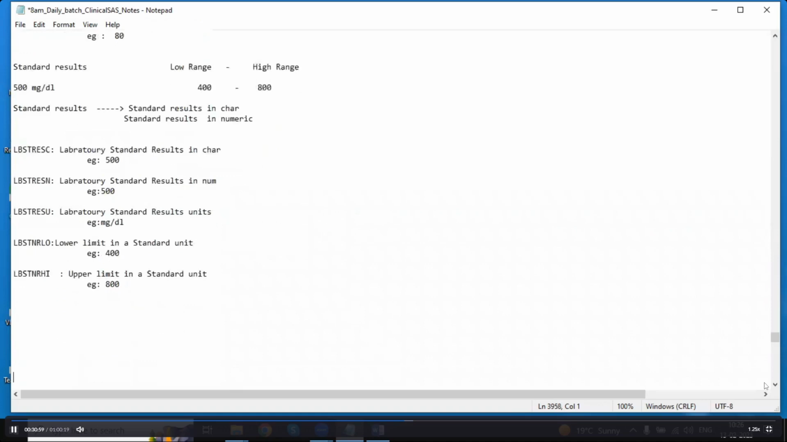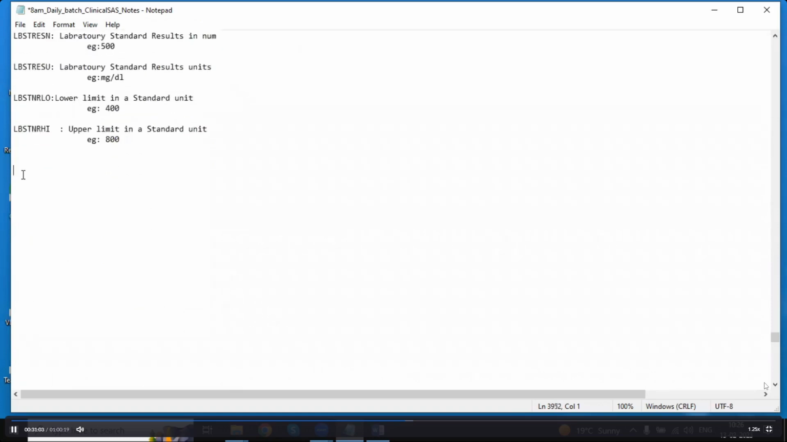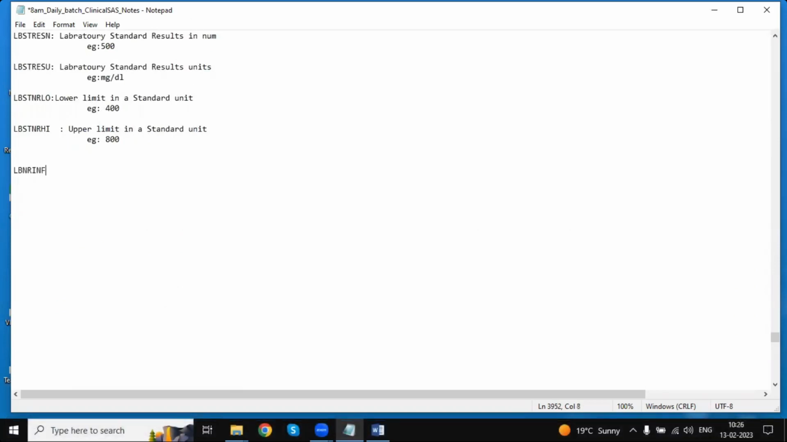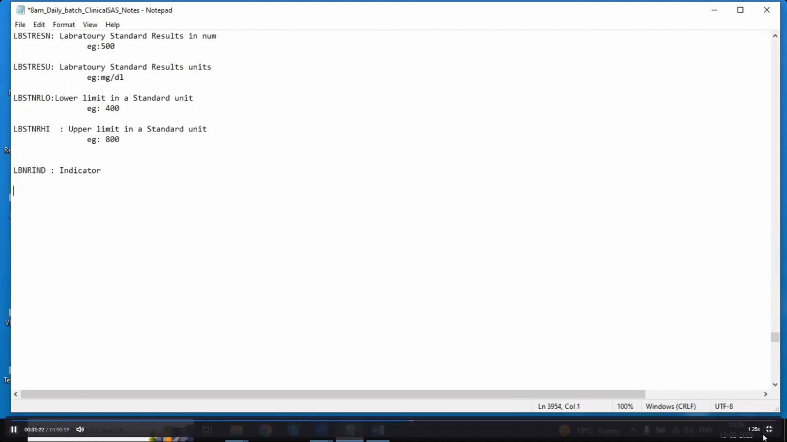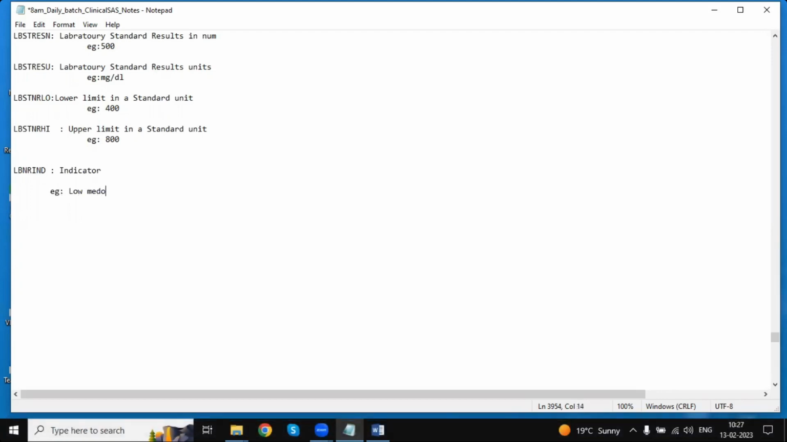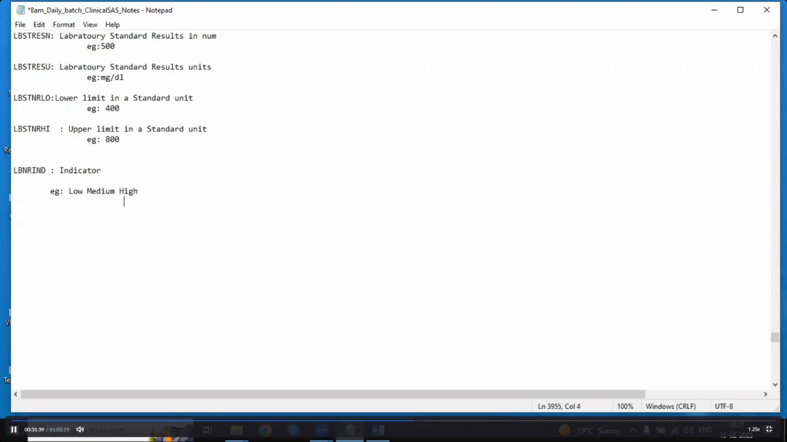Okay, see what else variables we have. LB NRIND. Okay, you will be having an indicator. So based on the results, the final output will give some indication. So the results are low, or medium, or high, or sometimes it will give like normal or abnormal. So if they only give an indication, this indication details will be captured in NRIND.